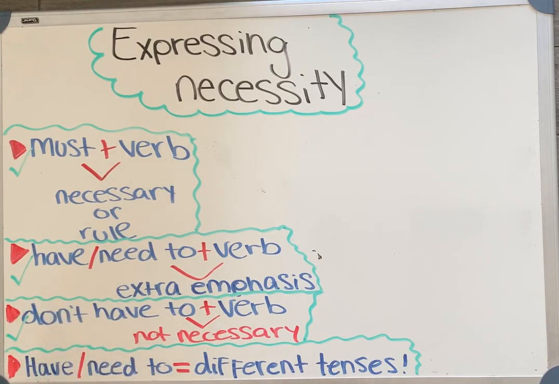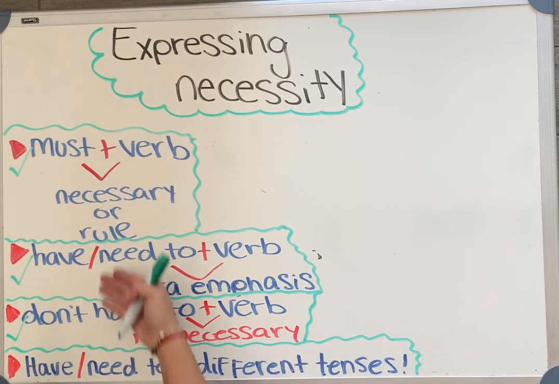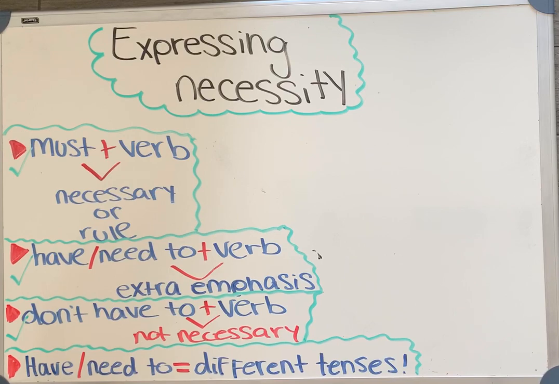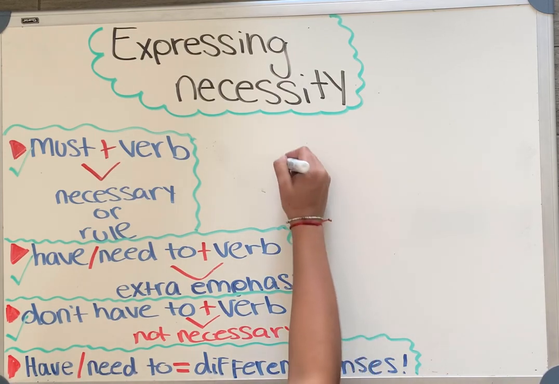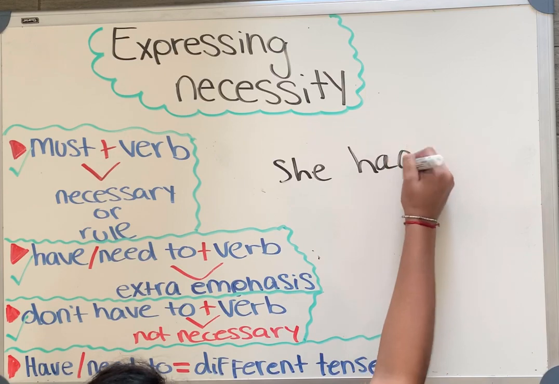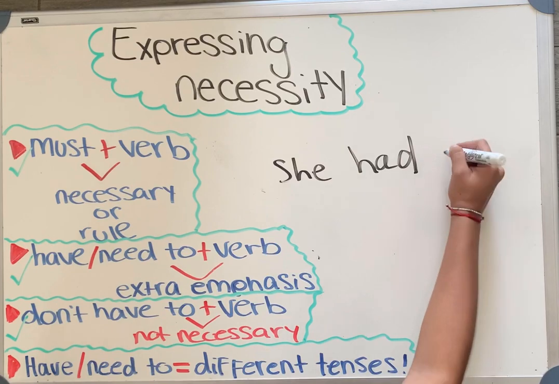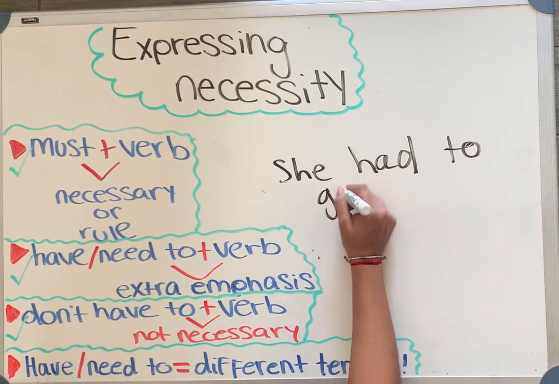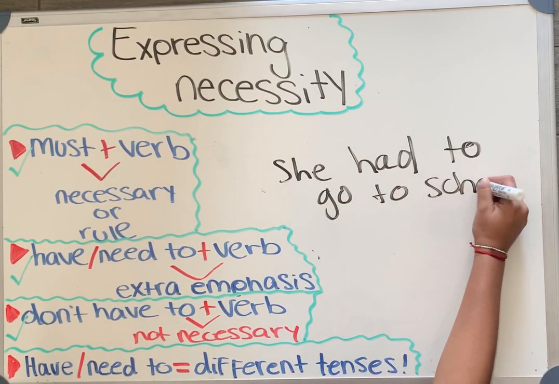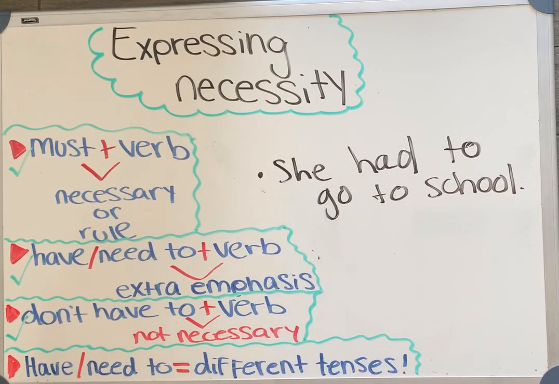Have and need to can use different tenses. Ya ven que les dije que el verbo se pone en forma base aquí. Aquí sí puedo usarlos de diferente manera, pero antes del have to y el need to. O sea, ¿qué diría? She had. ¿Ya vieron? El have lo convierto en had, which is past, es pasado. She had to go to school. Ella tenía que ir a la escuela. Tuvo que irse a la escuela. Bueno, had es debía. Entonces ella debía irse a la escuela.